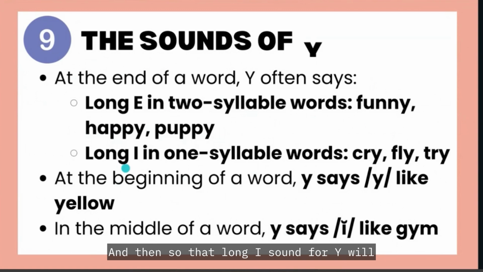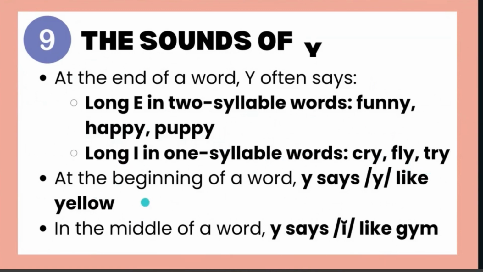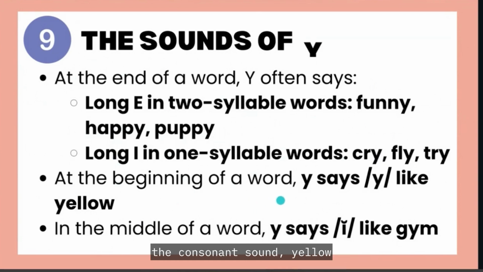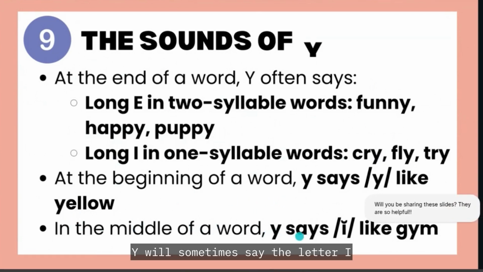And then that long I sound for Y will be in one-syllable words. So cry, fly. Then we have the beginning of the word, the consonant sound, yellow. And then in the middle of a word, Y will sometimes say the letter I.